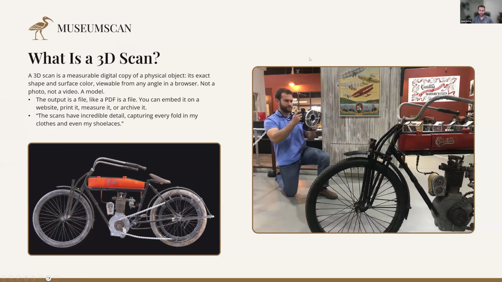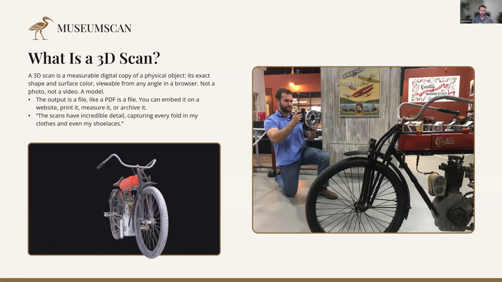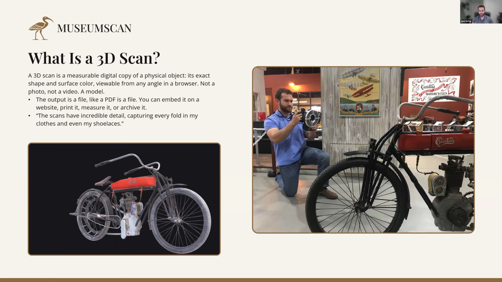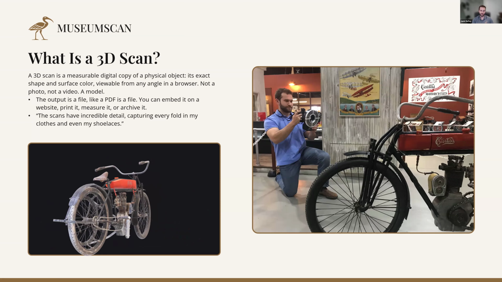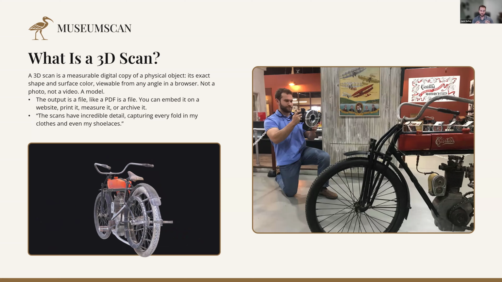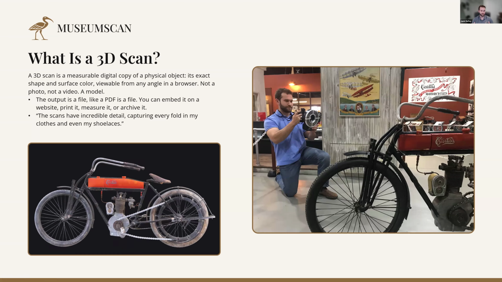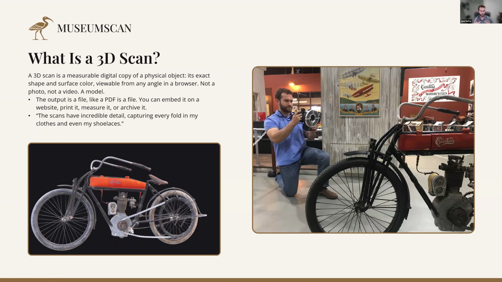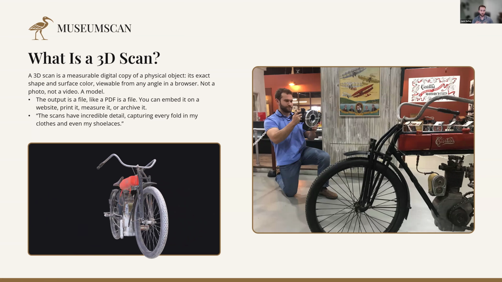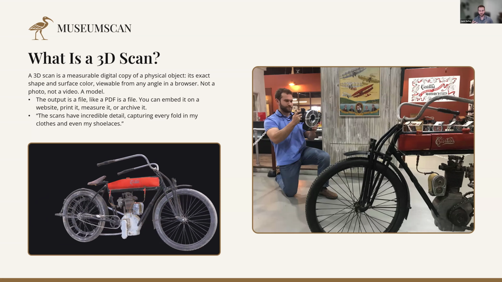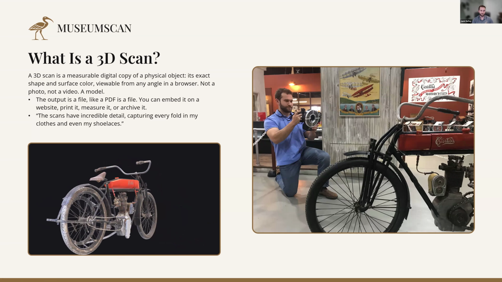So the first question that we get asked a lot is, what is a 3D scan? Now, a 3D scan is not just an image or a video, but it's a complete three-dimensional object that you can view from any angle. And so it allows visitors to engage interactively with the artifacts in a digital format. You can zoom in, move it around, and see details that you couldn't see in person. So it's more than just a copy, but it actually enables new ways to interact and to understand the artifact.